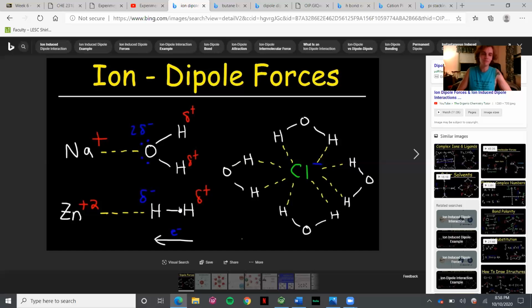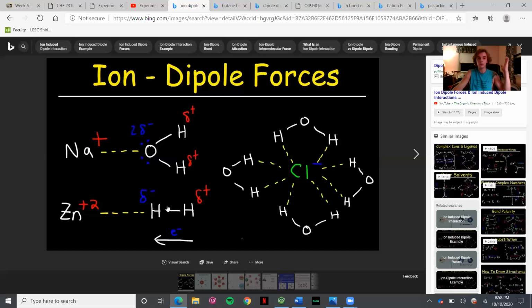But anyways, in an HH bond, as you see right here, the electrons are shared, but when it comes in contact with something with a strong electric charge, like +2 zinc, it draws the electrons to one side of the molecule, whichever side is closer to the zinc, and that's what induces a dipole. That's more of an induced dipole, which we'll talk about more later.